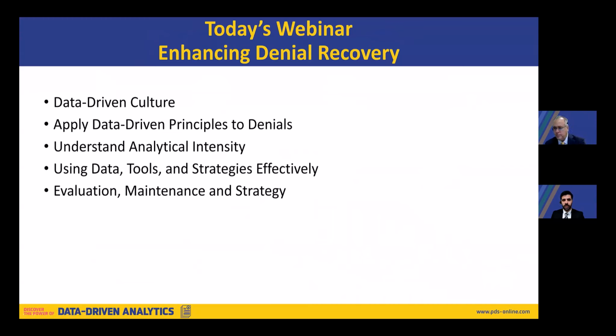Yep, and just to go over a couple of the highlights here. In today's webinar, we're going to discuss what it means to have a data-driven culture. We're then going to take those principles of a data-driven culture and apply them to denials. We're going to discuss the concept of analytical intensity and how to use that to gauge where your organization fits in. And throughout the webinar, we'll talk about how to utilize tools and different strategies more effectively around your denials. And ultimately, we're going to talk about how to measure if we were successful with our data-driven strategies around denials.